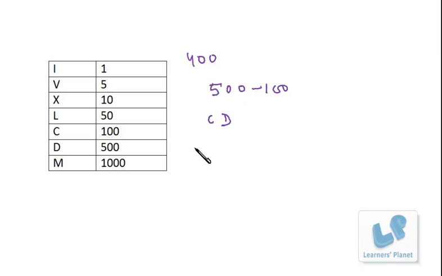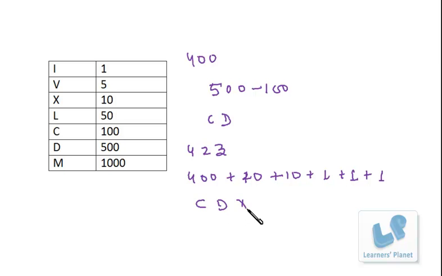Okay, now suppose I write 423. So it's 400 plus 10 plus 10 plus 1 plus 1 plus 1. Now what 400 is? It is CD, then X, X, I.